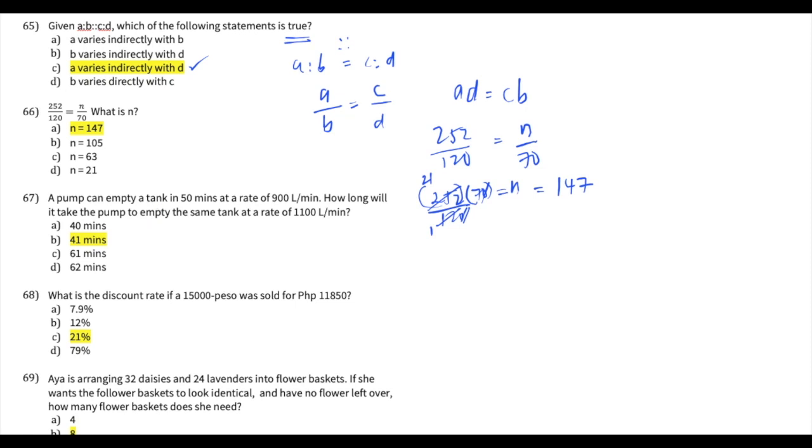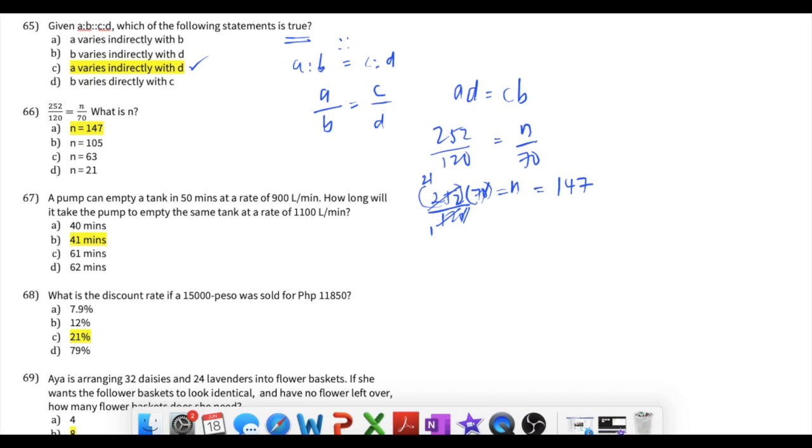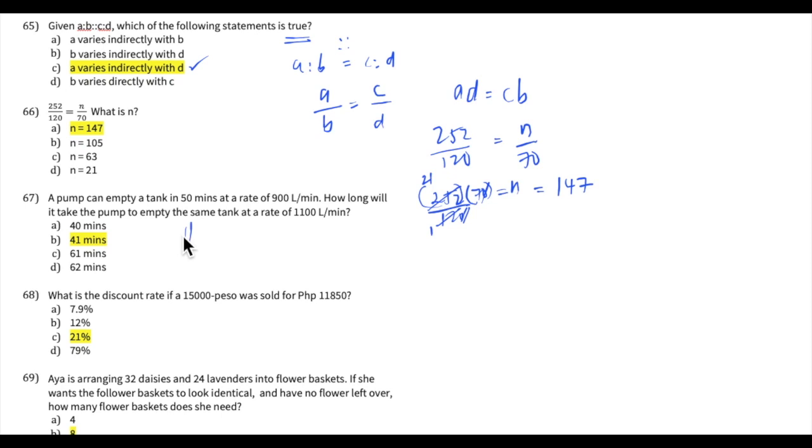Okay, so number 67, direct or indirect proportion lang to ulit. Okay, just like sa ginawa natin sa previous items on direct and indirect proportion, lista natin yung tatlo. We have number of minutes, rate, and then yung volume ng tank. Okay? Which of these three is constant? Ito, volume. So, hindi na natin yan papansinin. Now, if I increase the number of minutes, ibig sabihin, mas mababa yung rate. Or, in other words, kapag mas mataas yung rate, mas mababa naman yung number of minutes. So, meron tayo dito indirect proportion.